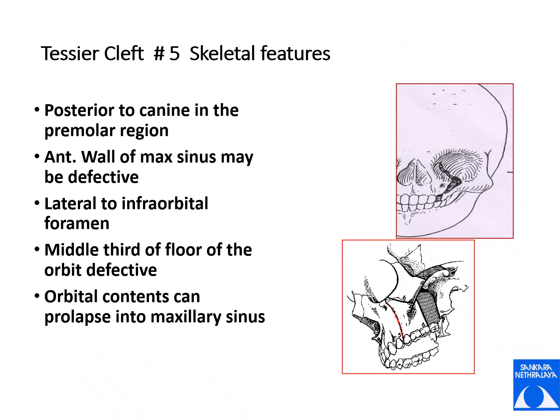Cleft 5, skeletal features. Posterior to canine in the premolar region. Anterior wall of maxillary sinus may be defective. Lateral to infraorbital foramen. Middle third of floor of the orbit is defective. Orbital contents can prolapse into maxillary sinus.